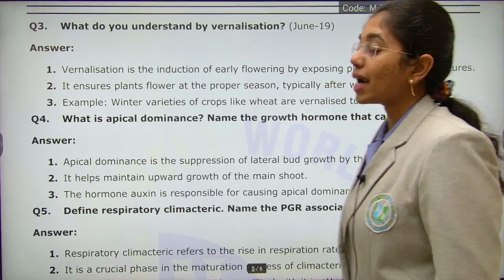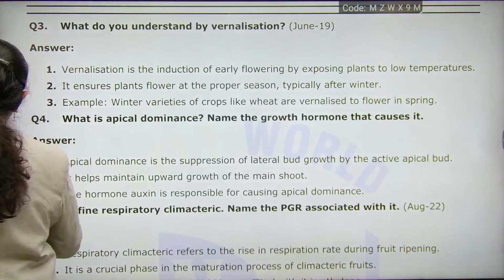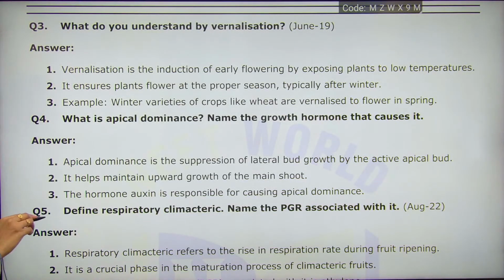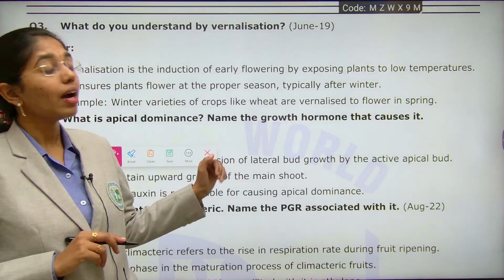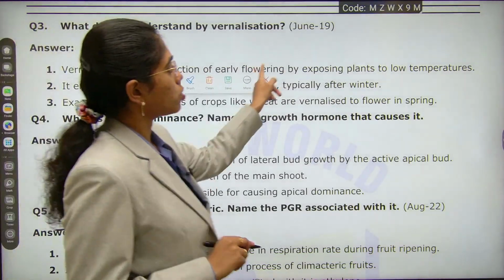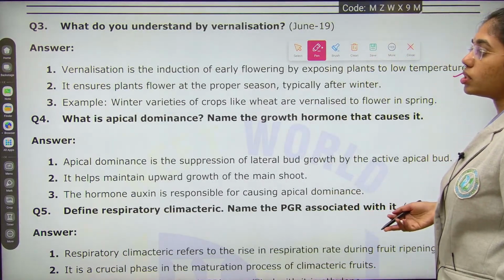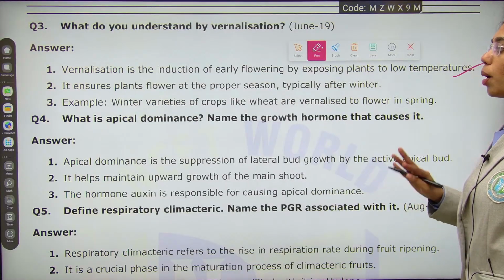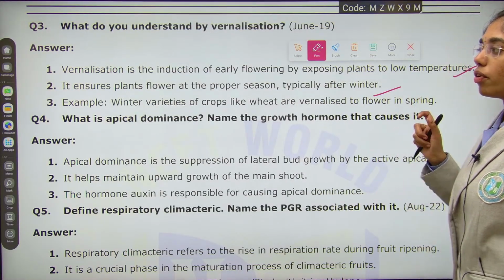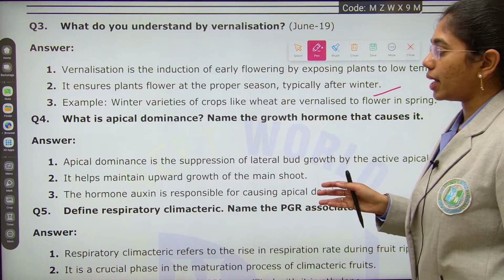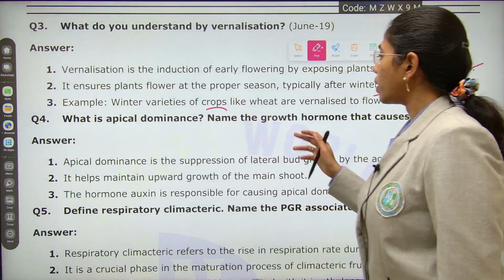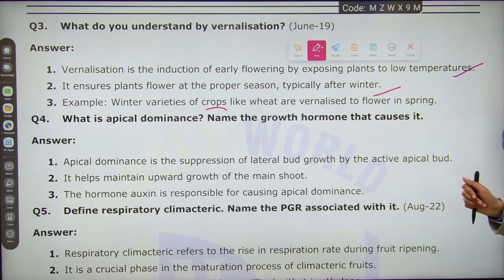What do you understand by vernalization? Vernalization is the induction of early flowering when plants are exposed to low temperatures. It ensures plants flower at the proper season, typically after winter. For example, winter varieties of crops like wheat are vernalized to flower in the spring season. This is one of the applications.